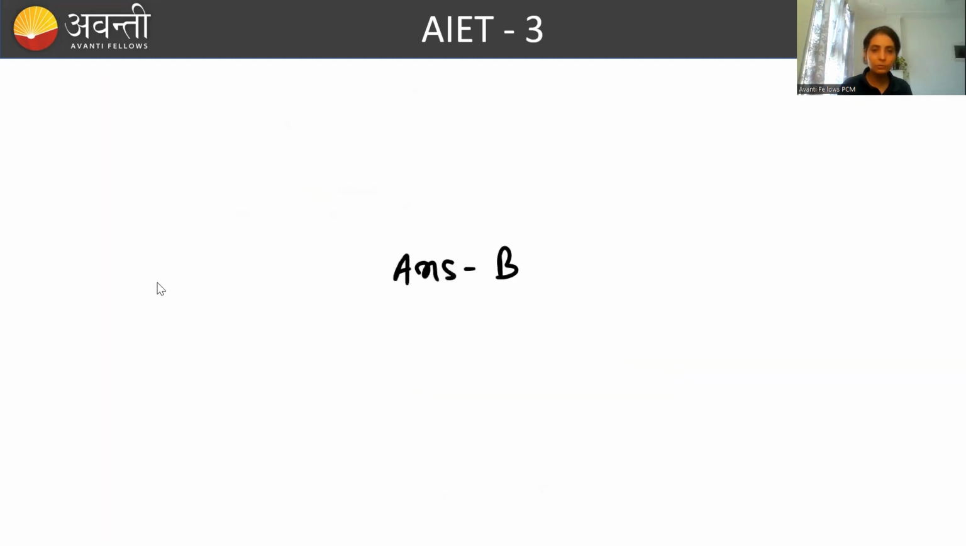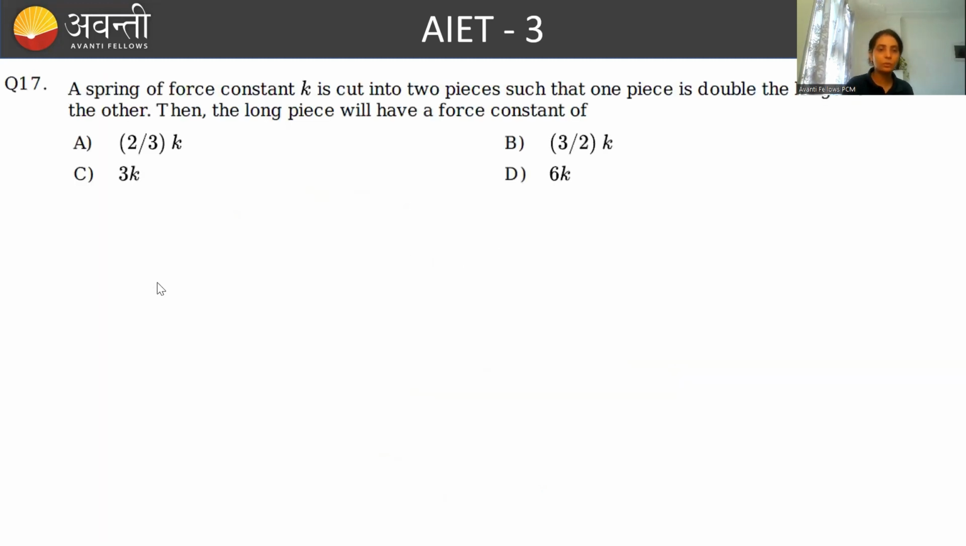Okay. Now let's move on to the next question. So the next question is this. Let's see how we can solve it. There is a spring of force constant K. Its spring constant is given as K, and it is cut into two pieces such that one is double the length of the other. So suppose we are breaking it in a 2:1 ratio.